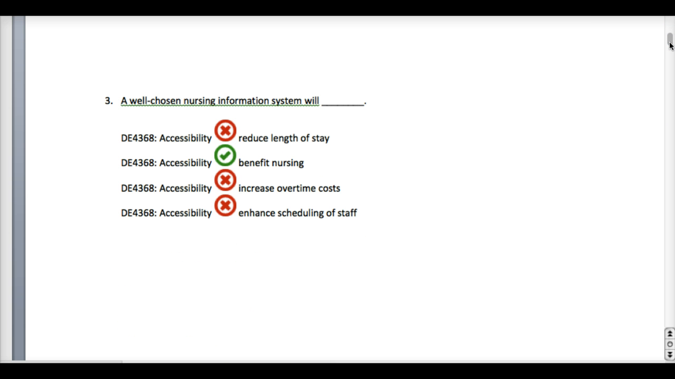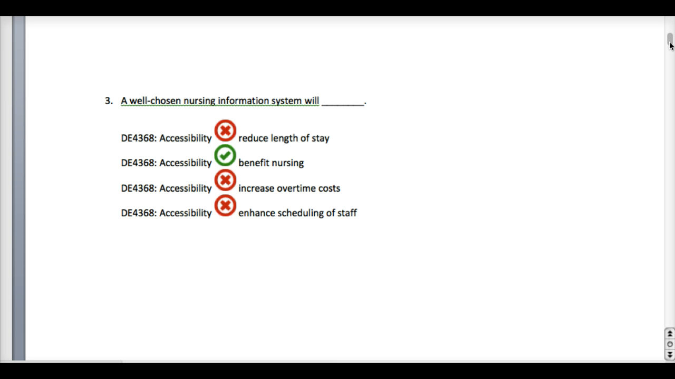All right, a well-chosen nursing information system. Now, if I stop and think about what would that help me to do as a nurse? Well, it would help me to document. It would help me to improve my efficiency. It would help to decrease medication errors, as we've talked about in our discussions. So let's see if there's anything in here that will do that. Reduce length of stay. Well, what has that got to do with a nursing information system? Really nothing. So we're going to eliminate that.